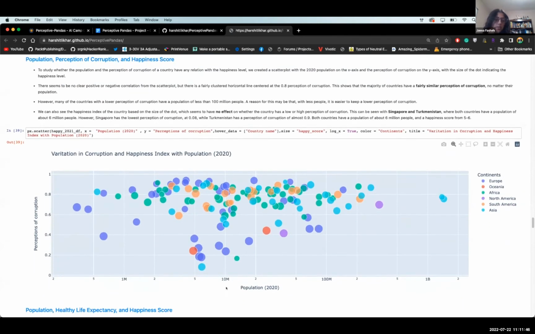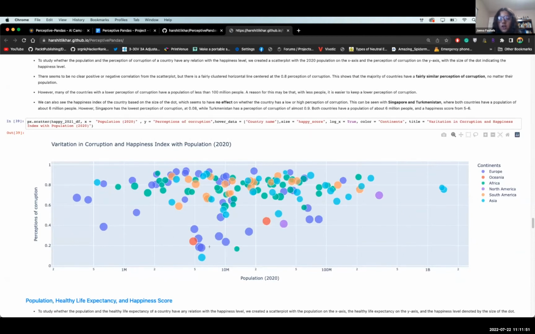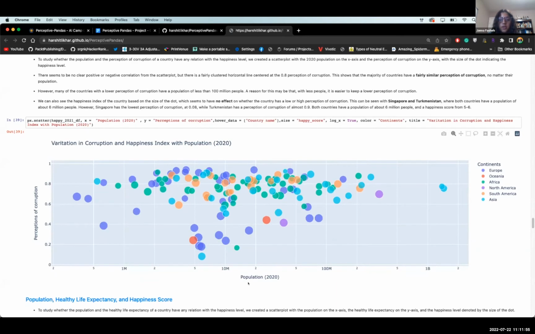For this next graph, we see the relationship between population, corruption, and the size of the dot indicates their happiness score. So we can see a big cluster around a 0.8 perception of corruption.